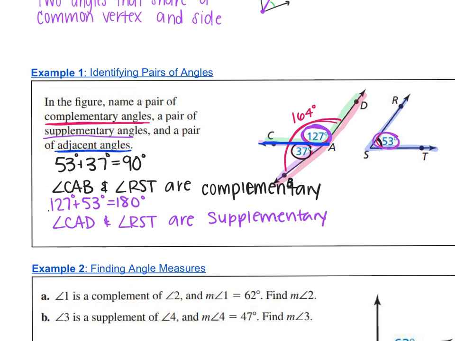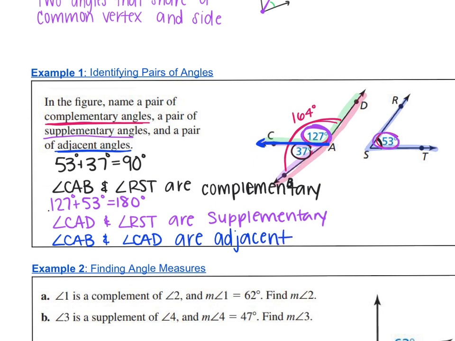CA, or ray AC, is a part of two angles. It's a part of angle CAB and angle CAD. Notice they share the same vertex. Vertex is always the middle letter, so A and A, so that's right. So those two are adjacent angles.